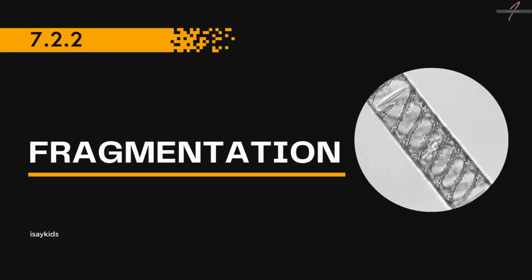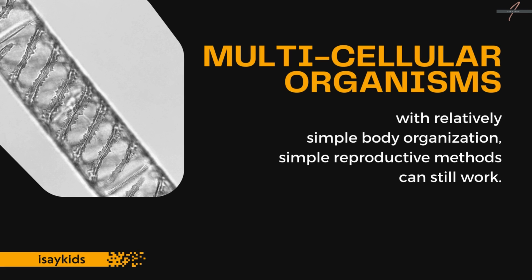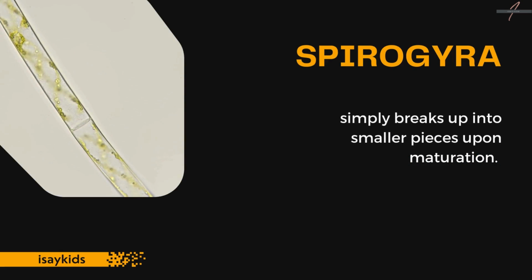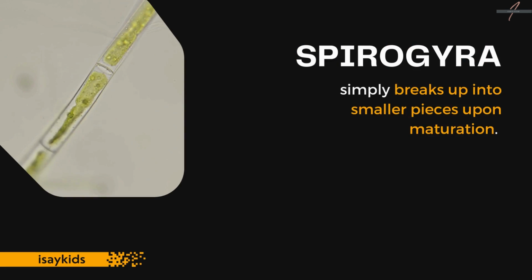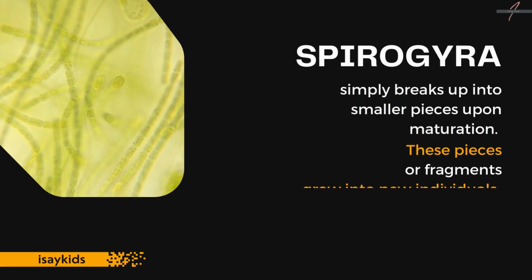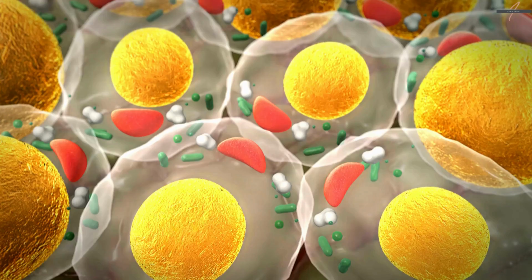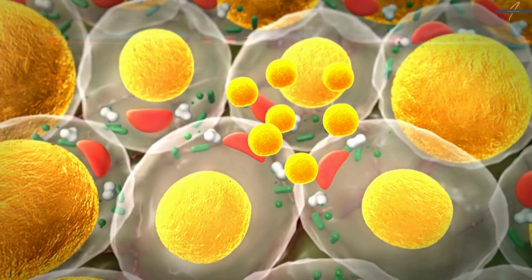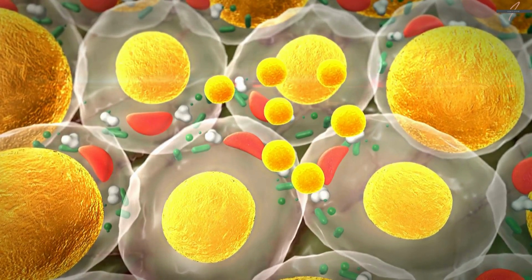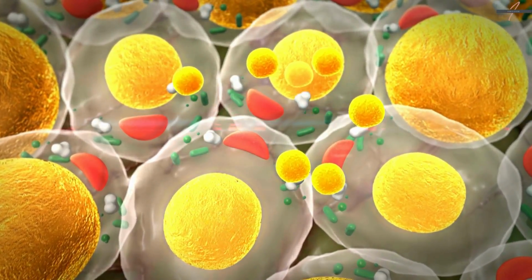Next is fragmentation. In multicellular organisms with relatively simple body organization, simple reproductive methods can still work. Spirogyra, for example, simply breaks up into smaller pieces upon maturation. These pieces or fragments grow into new individuals. This is not true for all multicellular organisms. They cannot simply divide cell by cell.